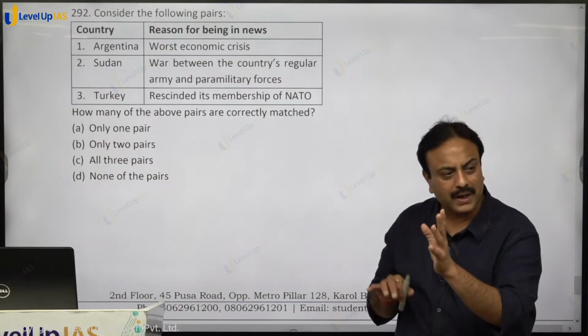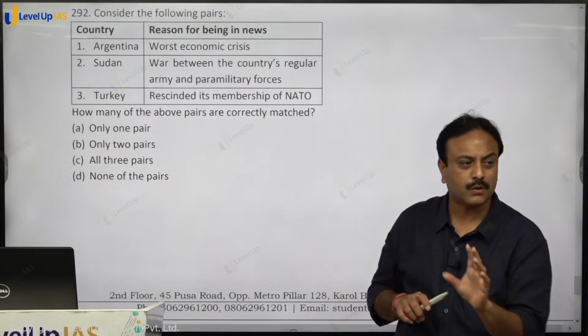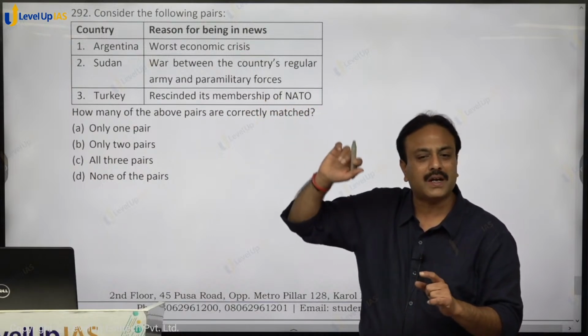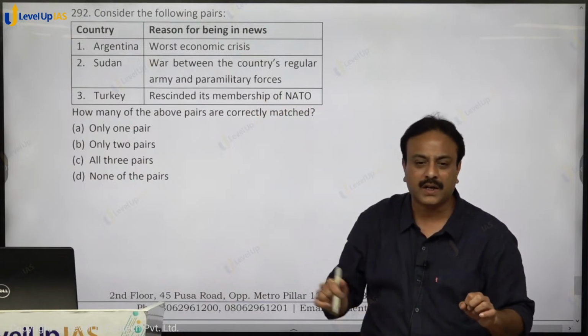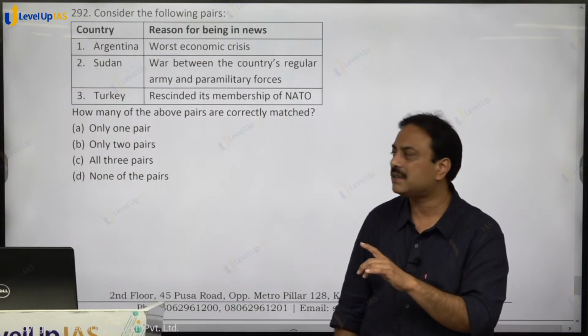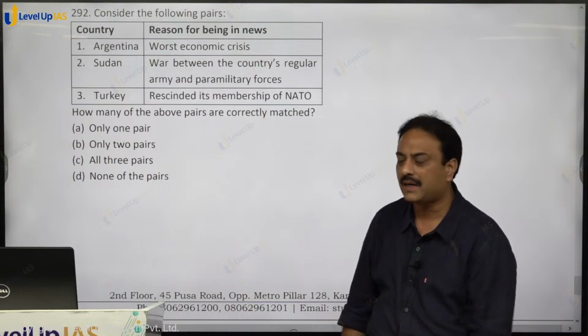Try to look at the theme of the question. The question is asking for the country and the reason for being in news. So worst economic crisis, you are not supposed to do micro detailing over here, right? In general statement, you can do that. Here it will not be feasible to go into that detail.